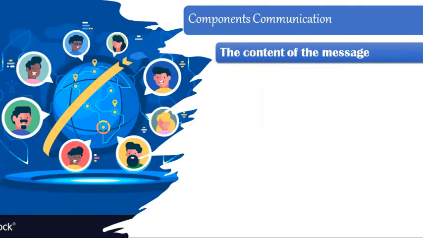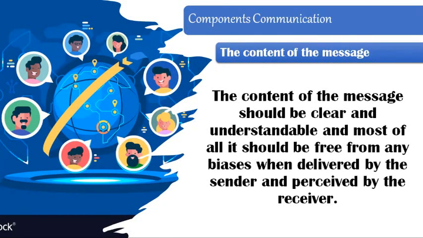Next is the content of the message. The content of the message should be clear and understandable, and most of all, it should be free from any biases, and when delivered by the sender and perceived by the receiver. So napaka-importante yung walang biases na tinitignan natin. Lalong-lalo na kung number one, kung nag-search tayo kung ano ba talagang halimbawa kung tayo ay nag-search kung ano nga ba talaga ang totoong nangyari noong panahon ng Marcos, di ba? So, ang dapat nating basahin ay yung mga taong nagpo-post ng mga walang biases, no?